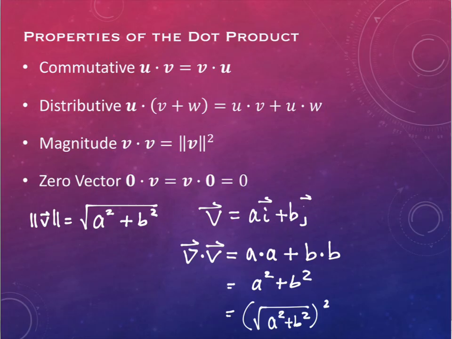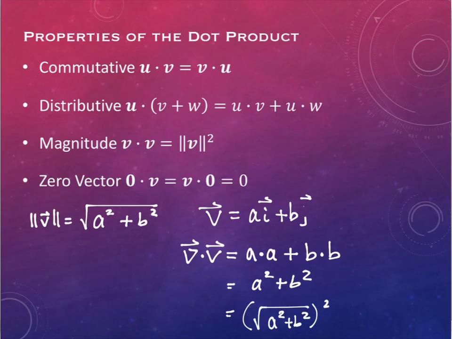And the last one, we actually talked about this in a previous section, not with dot products, but about how zero vectors work. If I take the vector 0 and dot it with v in either direction, all that means is that I'm going to be multiplying 0 times a and 0 times b. Clearly that zeroes everything out and I get the zero vector. So this is the zero vector property for dot products.